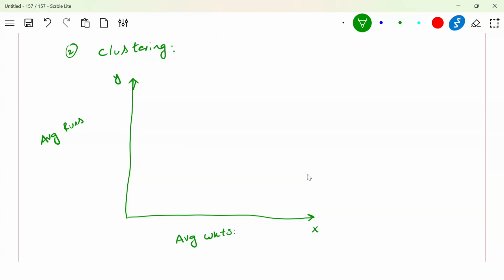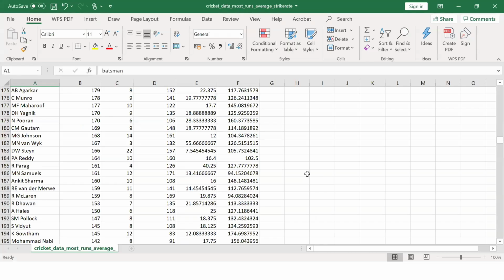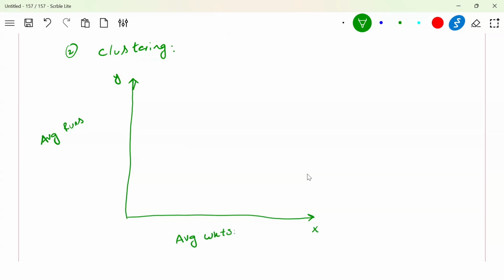Okay. So when I have taken average runs and average wickets from a data set, and when I have plotted that one, come here, let us mark. Consider this as 10 runs average. This is 20. This is 30. This is 40. This is 50. This is average one wicket, average two wickets, average three wickets, average four, average five.